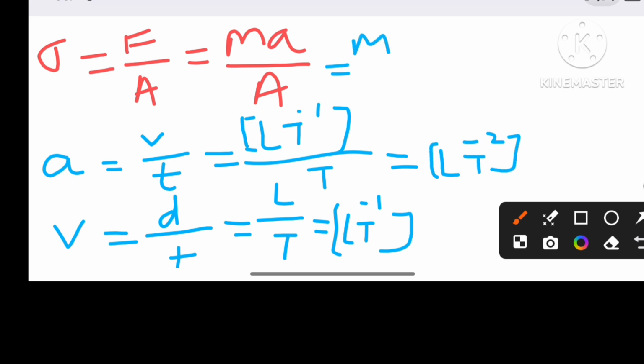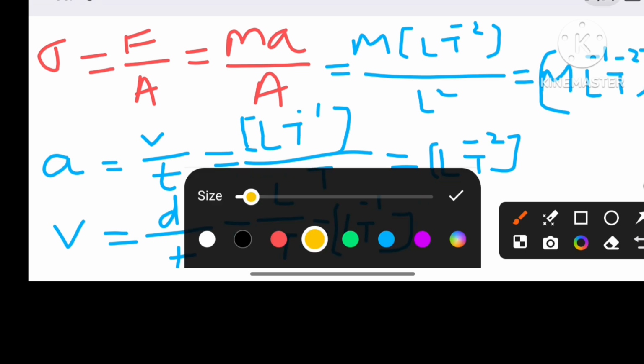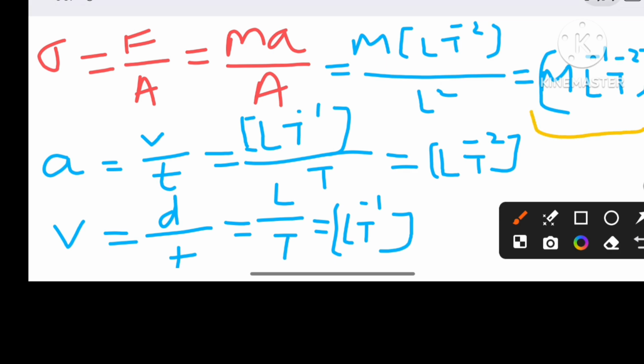M remains as M, mass remains as M. Then acceleration we got as L t minus 2, and area is length square, and after solving we'll get M L minus 1 t minus 2. This is the dimensional formula of both the stress and pressure as well. This one is most important for us.